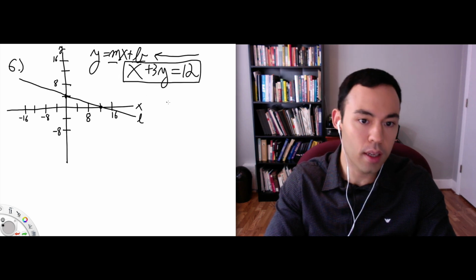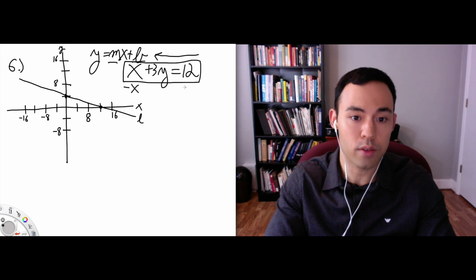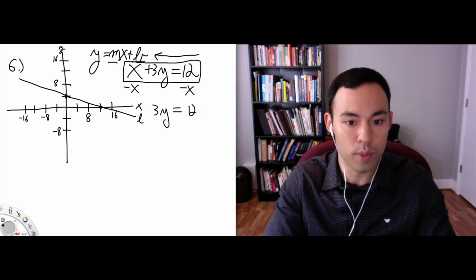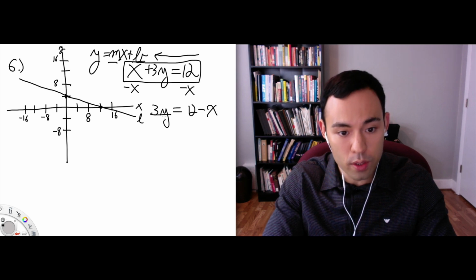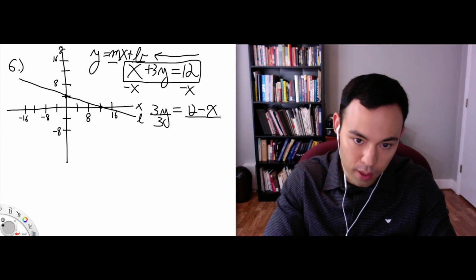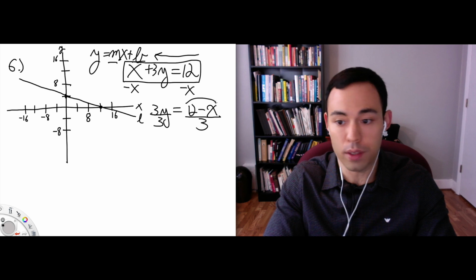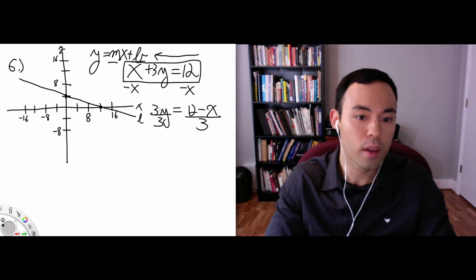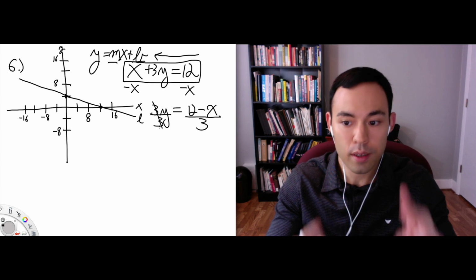Okay, so let's go ahead and take this. We're going to subtract x from both sides. We're going to have 3y equals 12 minus x. And then we're going to divide by 3. And be sure you divide all the values over here by that 3. You don't want to just make the mistake of just dividing by 1. Okay, so the 3's over here cancel out.